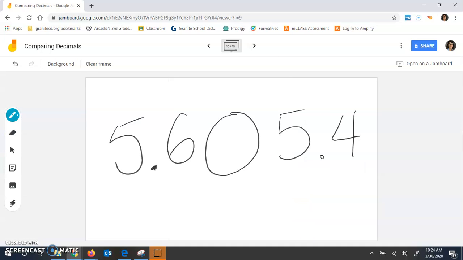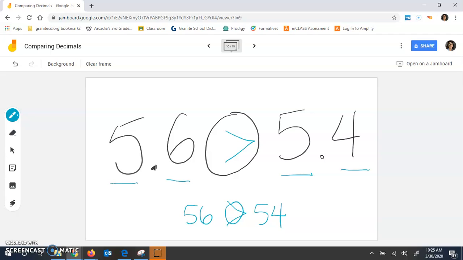Next one here, you have 5 and 6/10 in comparison to 5 and 4/10. Look at the first place value starting at your left, 5 and 5. Those are exactly the same. So go to the next one, 6 and 4. Well, you know that 6 is greater than 4, so 5 and 6/10 is going to be greater than 5 and 4 tenths. It's as if you were saying 56 in comparison to 54. If I had 56 pieces of candy, I have more than my friend who has 54 pieces of candy.